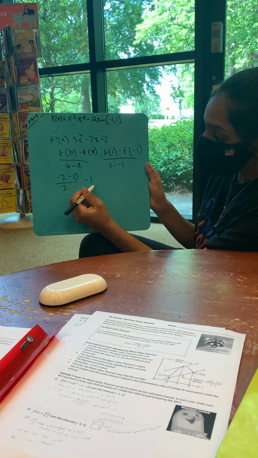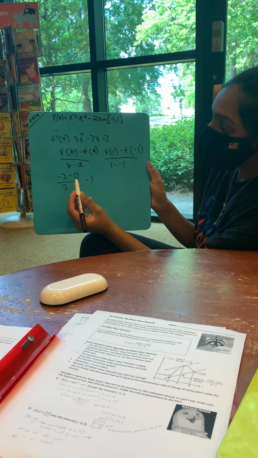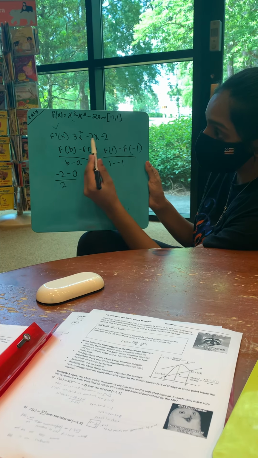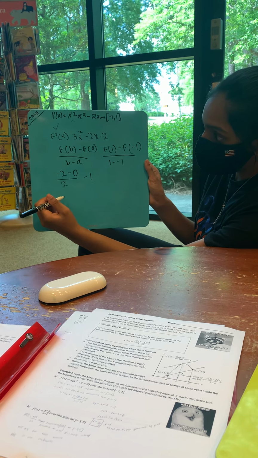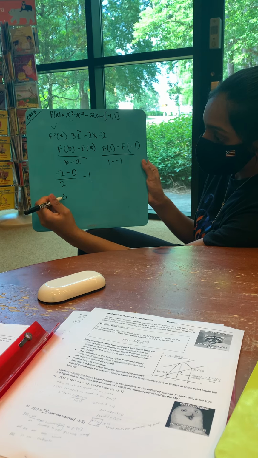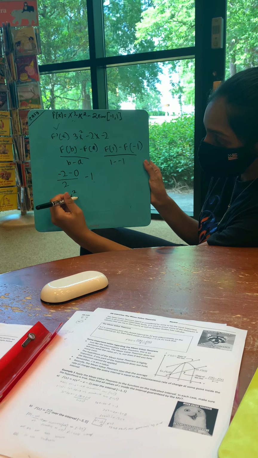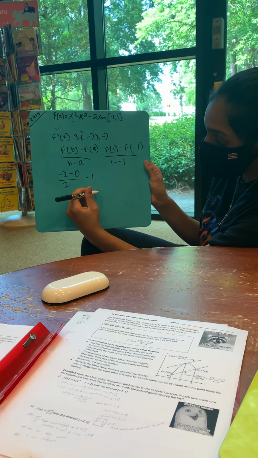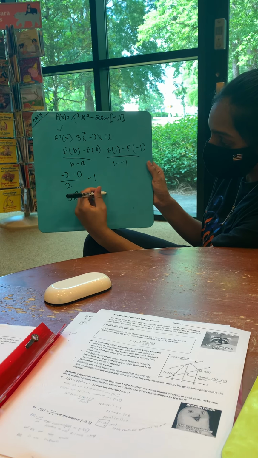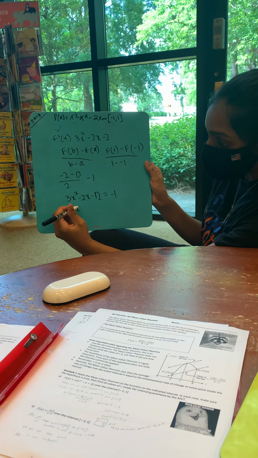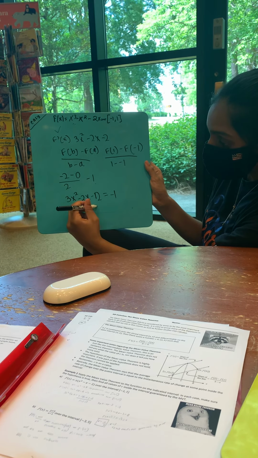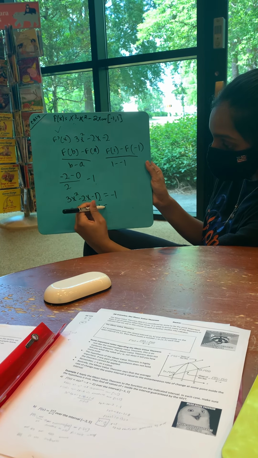So now that we're here, what's the next step? We have to find out what values of c make the slope -1. So to do that, we are going to set our derivative equal to -1. And to do that, we have 3x squared minus 2x minus 2 equals -1. We're going to add 1 to both sides. 3x squared minus 2x minus 1, and that gives us 0.